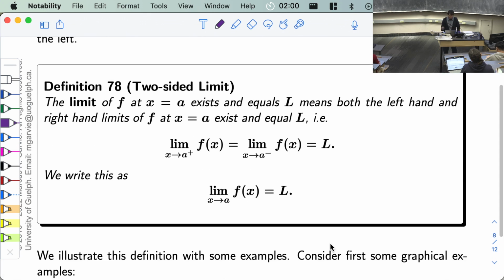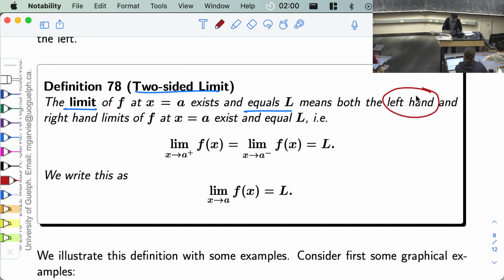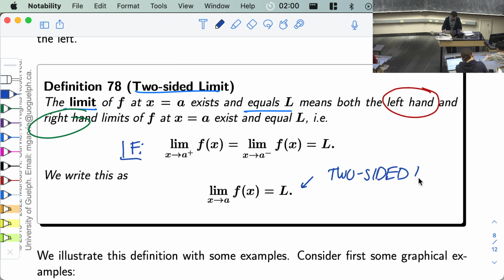So here's the little definition. The limit, which is short for the two-sided limit, when it's equal to L, that means both the left limit and the right limit exist and equal L. So another way to say it is, if it's true that the left limit and the right limit are equal, then we say that the two-sided limit is also equal to L. The two-sided limit is L. And when we write the two-sided limit, we write the limit as x goes to a with no minus, no plus on the a. We just write x arrow a.